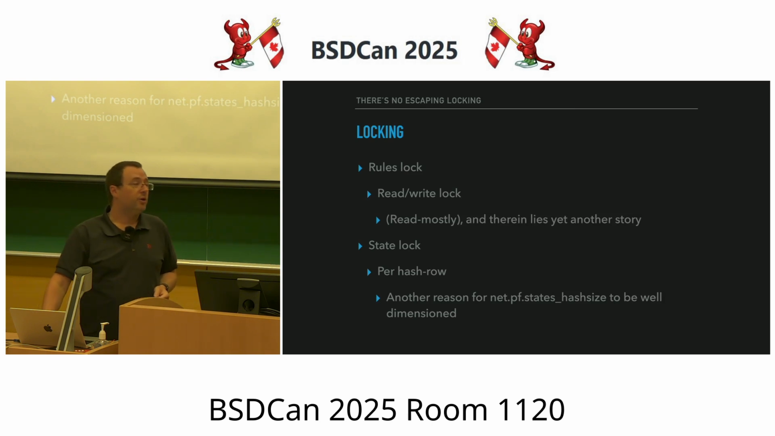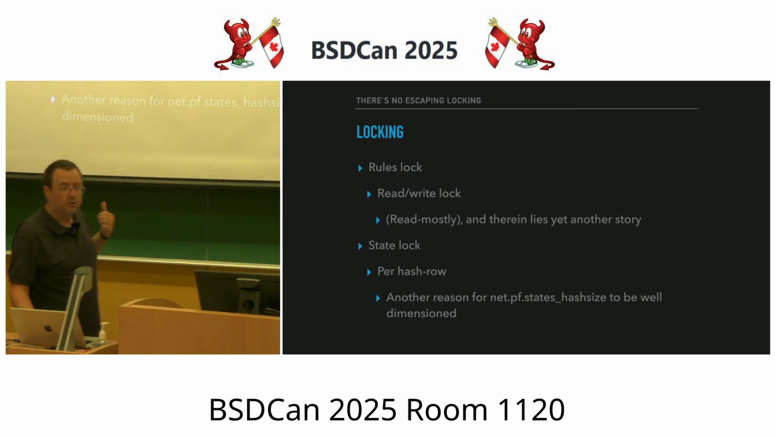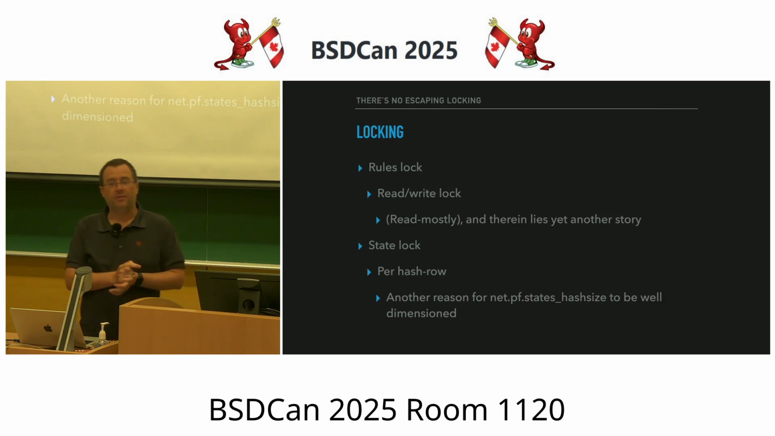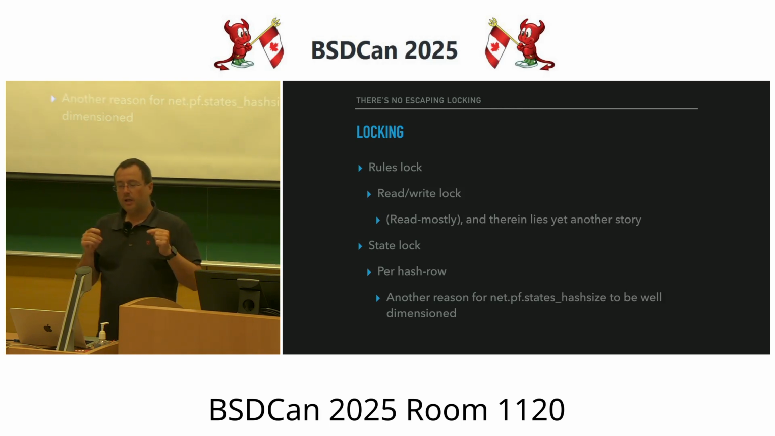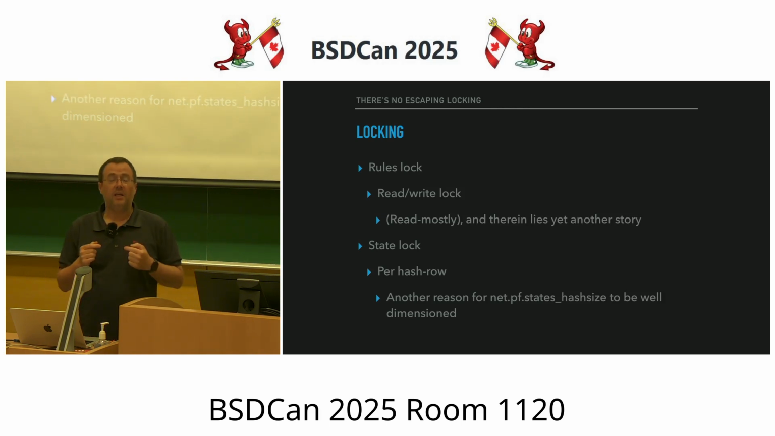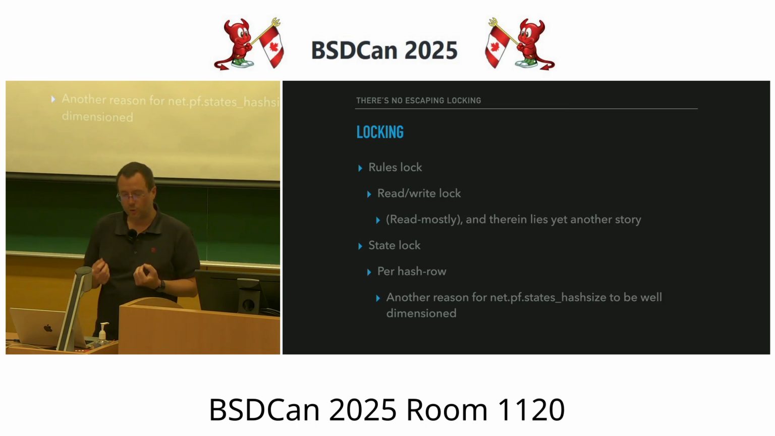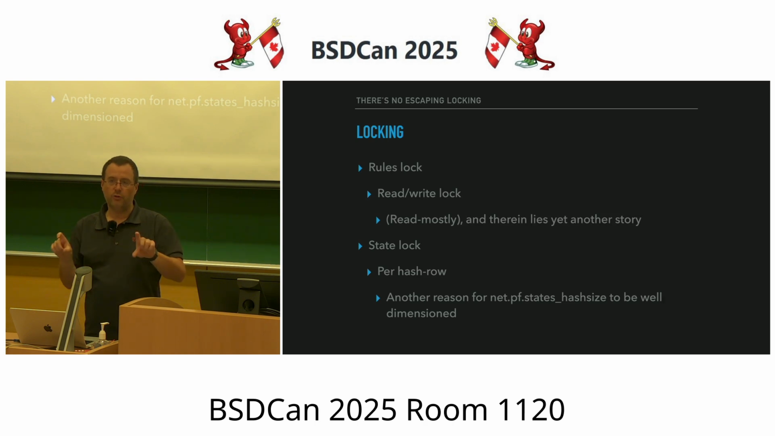We're talking about a kernel system, so we just cannot escape talking about locking. There are a couple of different locks in play for PF. There is a rules lock, which protects the rule set. This is a read-write lock, or rather a read-mostly lock. That is to say, you can have any number of cores at the same time take the read lock and process rules at the same time without interrupting other cores. It's only when you modify rules that you need to take a write lock and that you're going to stop traffic on all cores while this is going on.